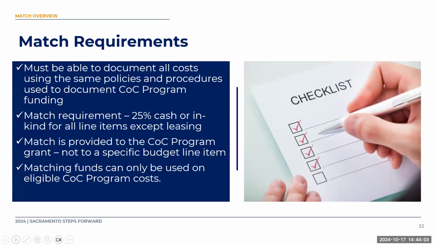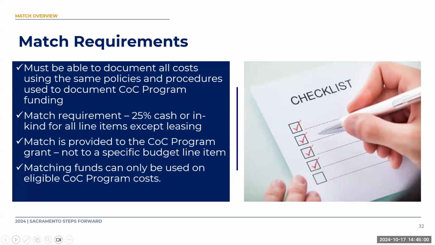So I've talked about the types of match, but let's talk about what the actual requirements are. As you put together this puzzle, what do you actually have to be able to do? For match requirements, number one, you have to be able to document all the costs using the same policies and procedures that you're using to support the drawdown of money from your CoC program project. So it has to be documented and it has to follow the same rules that HUD would expect of their funds being spent. The matching requirement for CoC program projects is 25% cash or in-kind for all of the budget line items in your project that were approved, except for leasing funds. So if you have a leasing budget line item, you would back that out, and 25% of the remaining budget, that's what the match requirement would be.